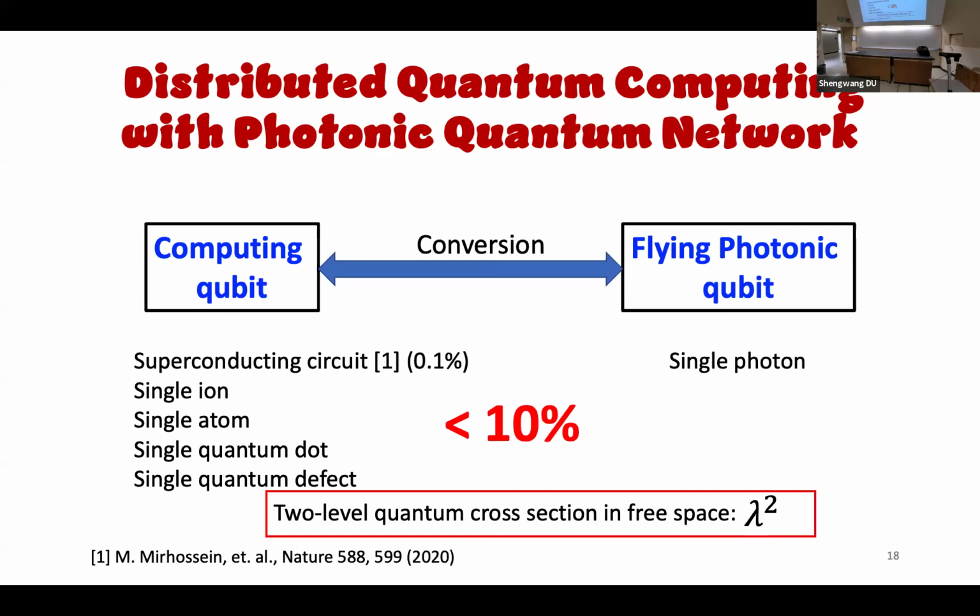Okay, maybe not approaching 10%, but it's very low. The reason is very simple: for a two-level system, the quantum cross-section in free space is proportional to lambda squared, so wavelength squared. That means the cross-section is very small, so the light-single atom interaction is very weak. That's the reason I think this conversion efficiency is very small.